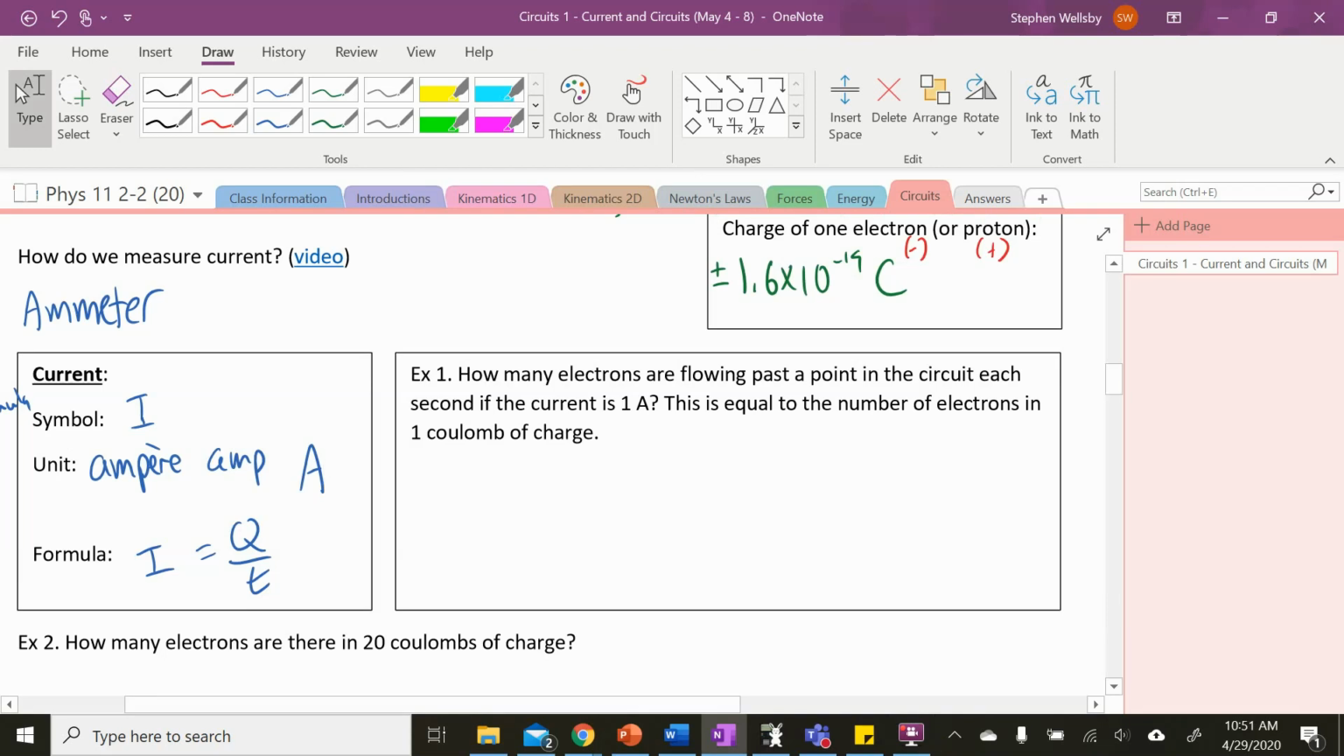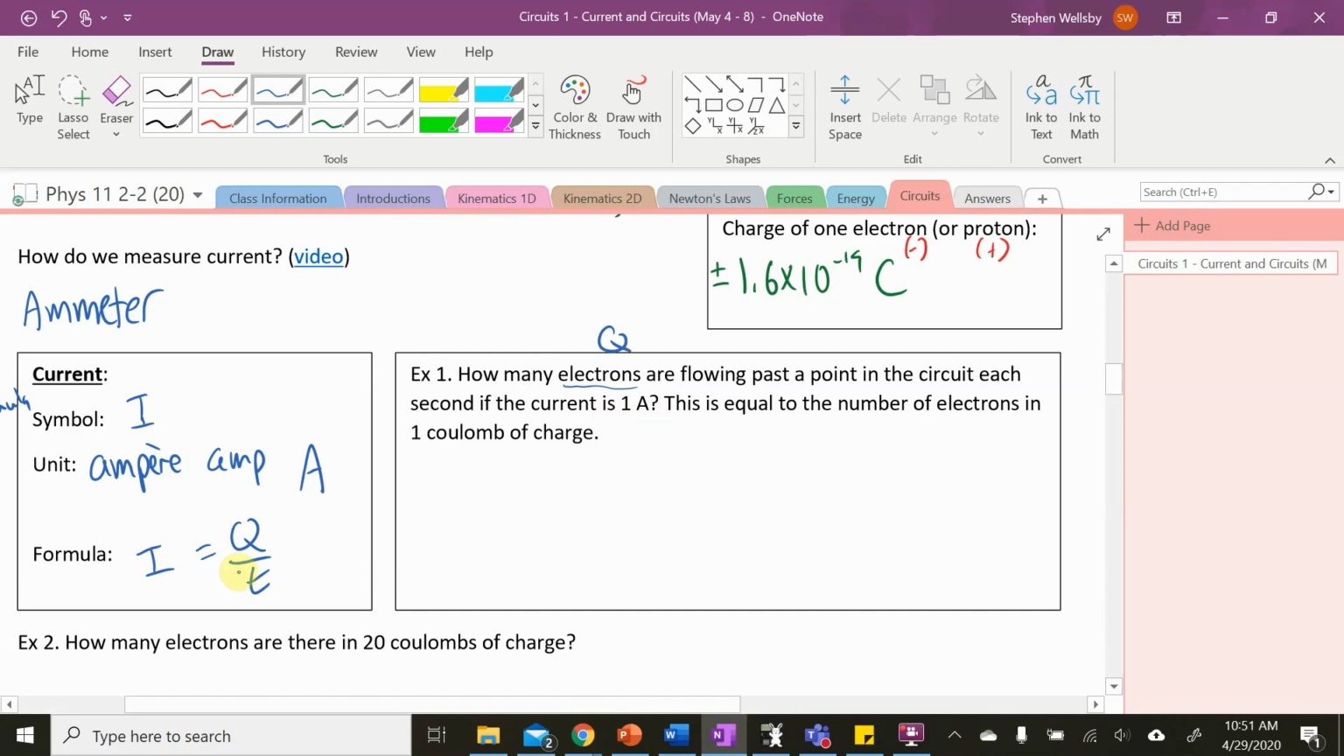Okay, if you're just coming back from pausing it, let's take a look at this formula. We're essentially trying to find out how many electrons. And if we're measuring how many electrons, the question is really asking you what is the total amount of charge that flows by a spot if its current is 1 amp and it's traveling for 1 second.